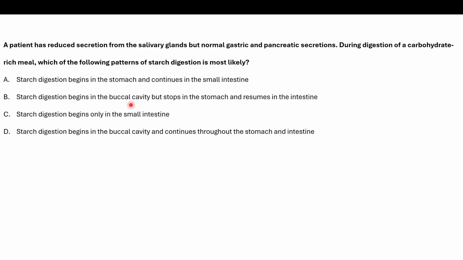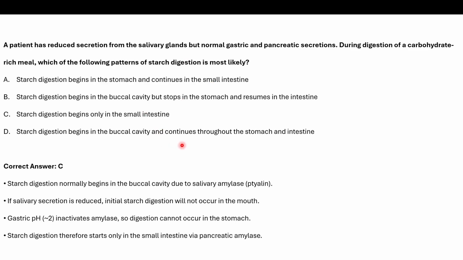So the options, the buccal cavity ones are anyways to be discarded, because there is already reduced secretion from the salivary glands. Okay, so the correct option will be option C because it has reduced secretion or no secretion in the salivary gland. However, normal gastric and pancreatic secretions are there. So starch digestion will begin only in the small intestine.